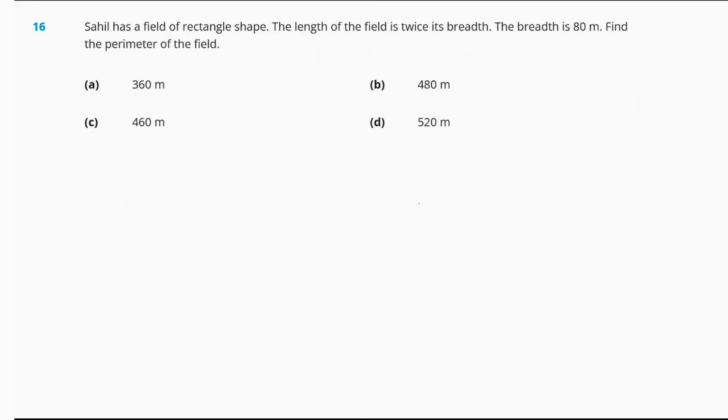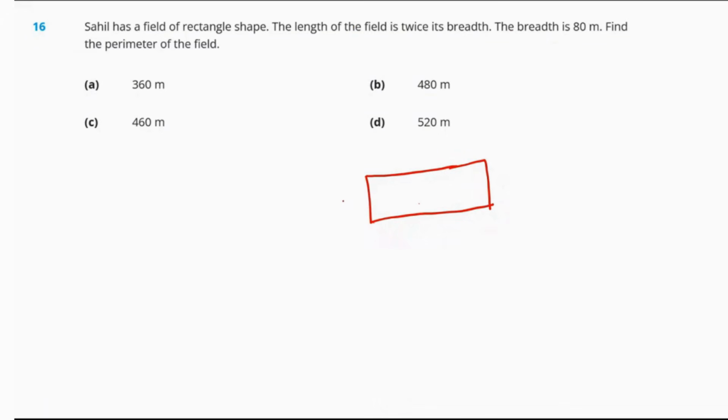Now the next question is, Sahil has a field of rectangle shape. The length of the field is twice its breadth. The breadth is 80 meters. Find the perimeter of the field. Let us first draw the field of Sahil. So the figure will be like this. This is the field for Sahil and it is in the shape of a rectangle. Now we know that the alternate two sides of the rectangle are equal. It is given that the length of the field is twice its breadth.